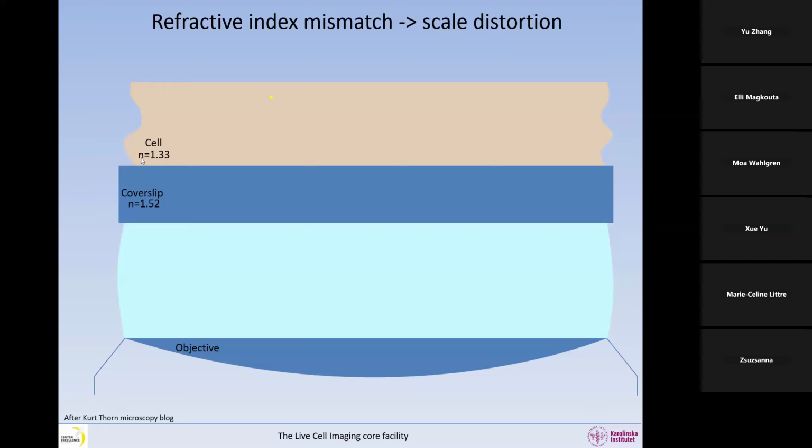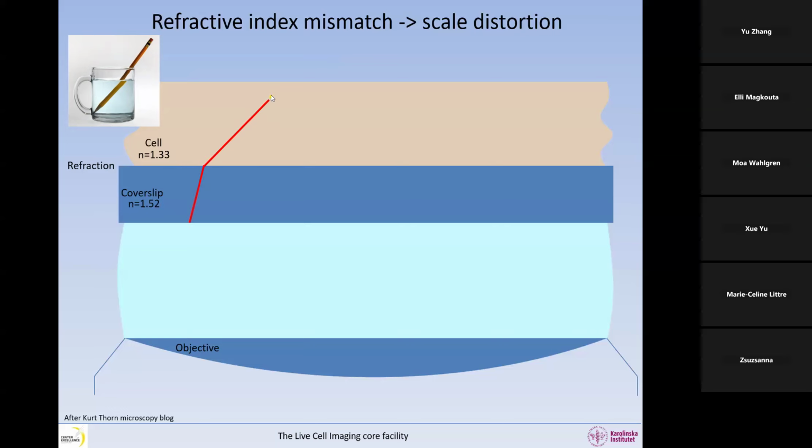And here we have the cell. And so the cytoplasm is pretty much the same refractive index as water, so 1.33. And here we have our little fluorescent bead. So we have refraction in here. We have refraction in both directions, right? On the way when the excitation light comes in and when the emission light comes out. Because here we have a difference in refractive index. So let's have a look.